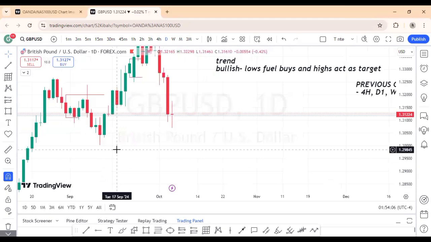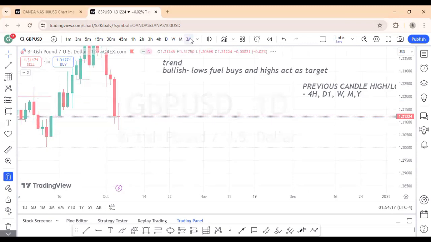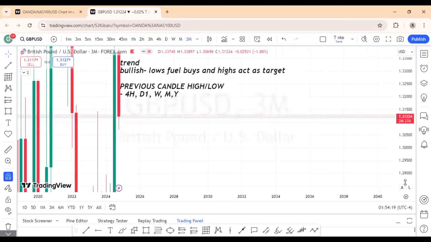This approach works on the weekly chart. It works on the 4 hour chart. It works on the yearly chart and any chart at all. The 3 months chart, right? Let's look at the 3 months chart. Let's see if what we are saying is true.